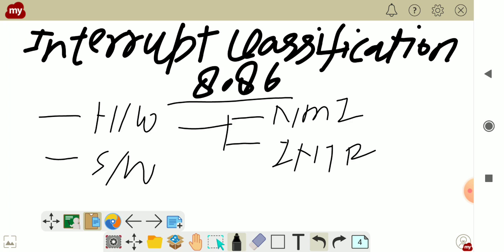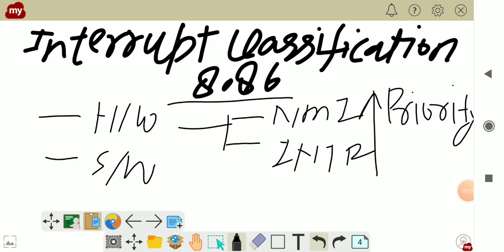And the second pin INTR has lower priority compared to the NMI pin. INTR is the maskable interrupt pin, which can be enabled or disabled, meaning masked or unmasked, by using the interrupt enable flip-flop register. So there is one instruction, set interrupt flag, in 8086 microprocessor. Similarly, the EI and DI instructions in 8085 microprocessor.